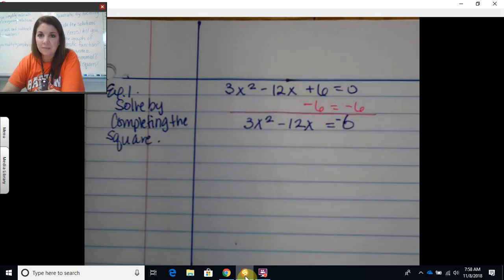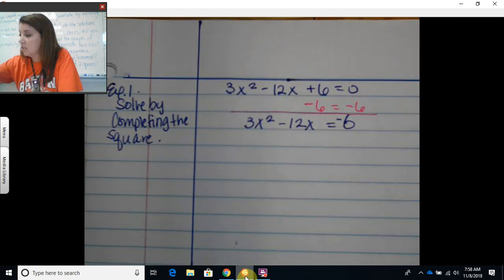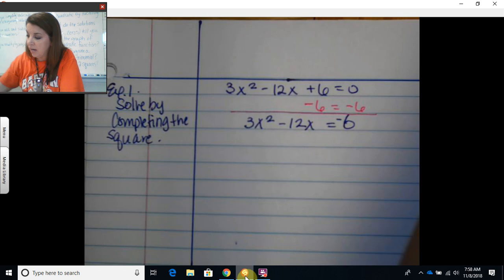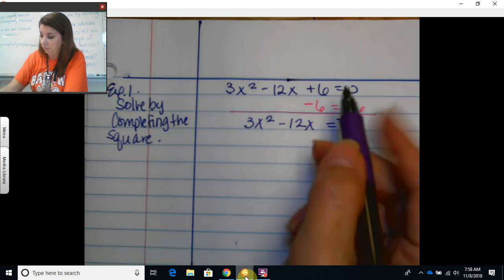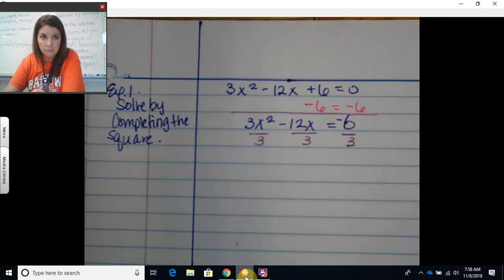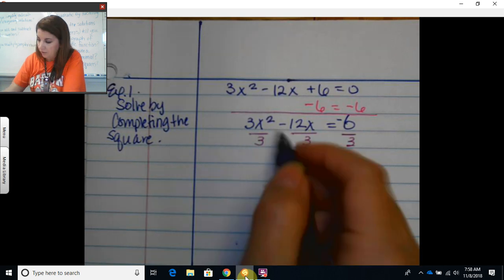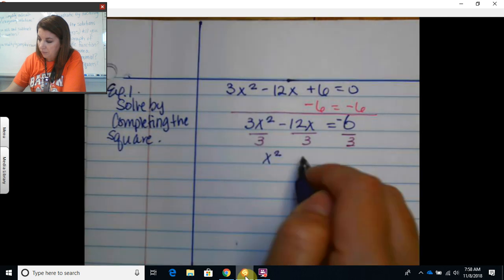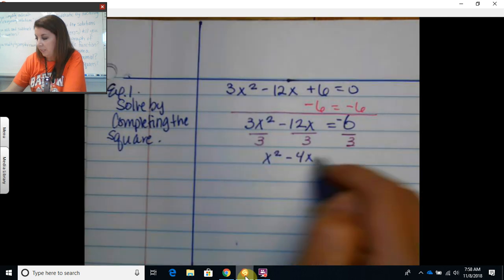What's the next step? Divide all terms of the equation by a if a is a number other than 1. Is a a number other than 1? Yes, so we need to divide all terms on both sides of the equation by 3. Both sides of the equation. That leaves me with x squared minus 4x equals negative 2.